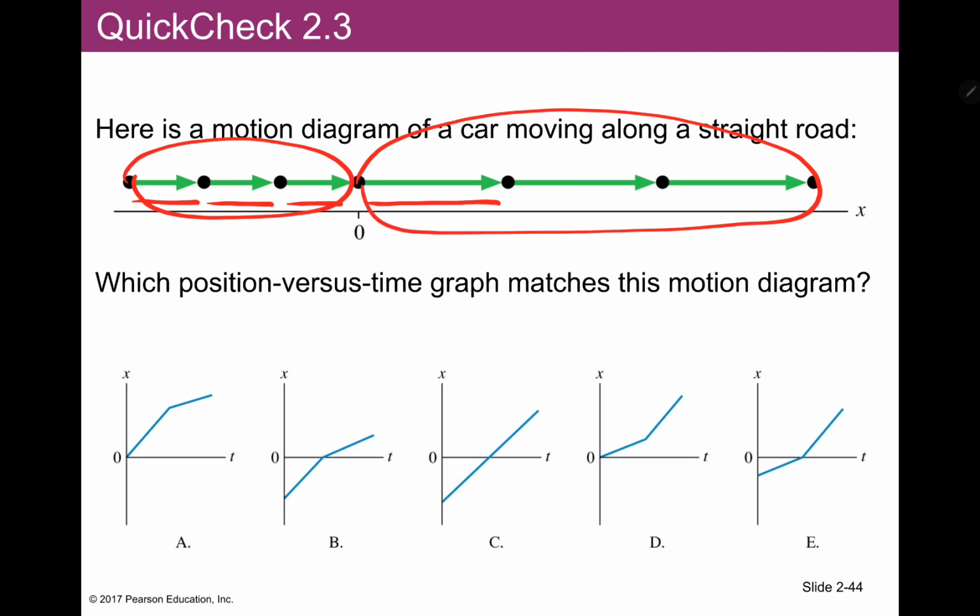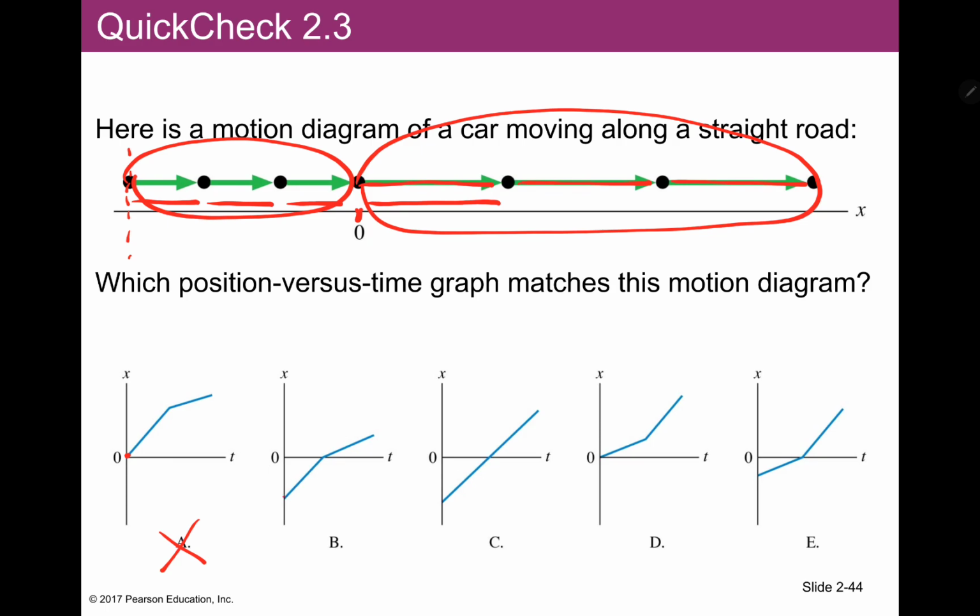But in the second part also velocity is constant because the size of the arrows is almost the same. So what does it mean? The slope after the zero position should be greater than the slope before the zero position, because starting from the zero position it moved faster, and in both cases we should expect a positive slope. So, let's start from the first graph. You see the motion starts from the zero position, but we know that the motion started from a negative position. Zero is here, so A is wrong.